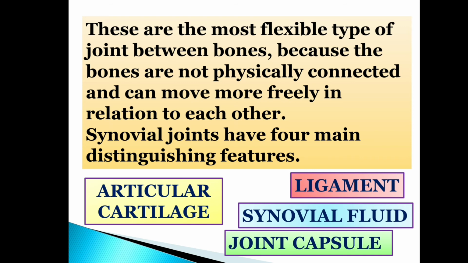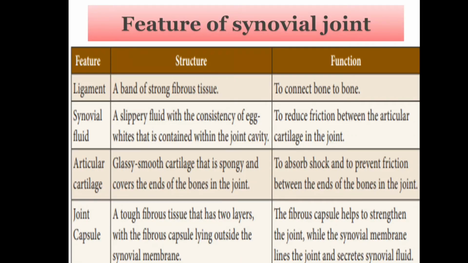So synovial joints have four main distinguishing features: articular cartilage, ligament, synovial fluid, and joint capsule. So we have the first feature as ligament. The structure is a band of strong fibrous tissue. The function of a ligament is to connect bone to bone. What is a ligament? How does it function? It is connecting bone to bone.